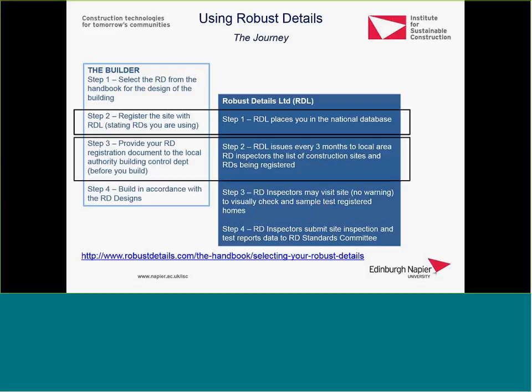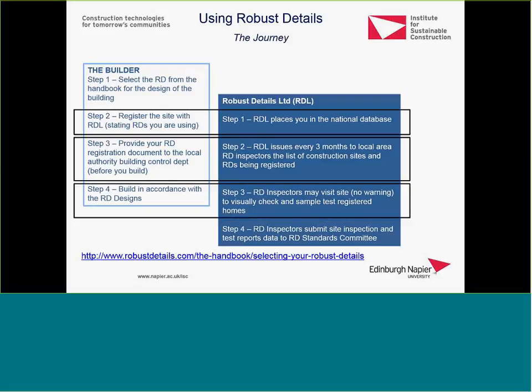It then leads to, once you've provided your RD registration document to your local authority building control department, they know that you're registered. On their side, step 2, Robust Details will issue every 3 months to their local area Robust Detail inspectors a complete list of all sites being built in that area, and which Robust Detail code, timber, steel, concrete, and exactly which construction system is being built or registered.